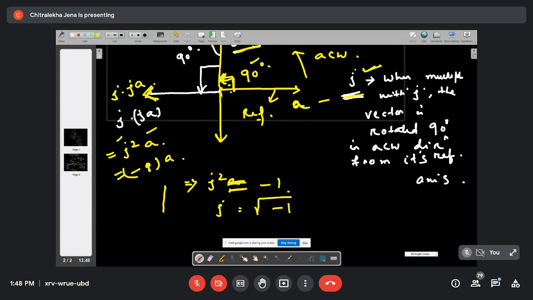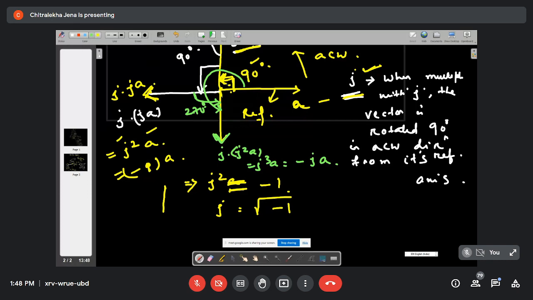Now, if I tell you, how much is j cube A? I have rotated 270 degrees from its original axis. So this is j into j square into A, which is equal to j cube into A. This is equal to how much? Minus j into A. All of you clear?